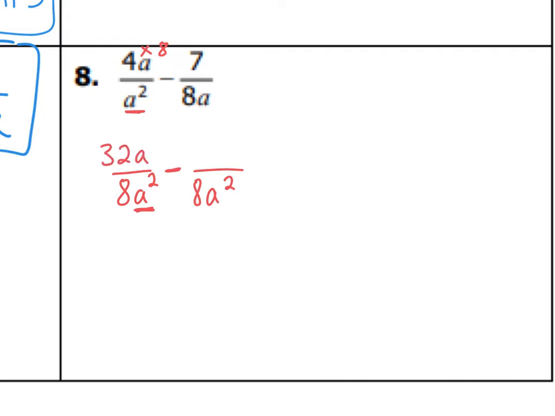Okay, now we look. 8a to 8a squared. What is that missing? Just a. So we're just going to multiply by a. What is 7 times a? 7a. You with me? Okay. 32a minus 7a over 8a squared. What is 32a minus 7a?